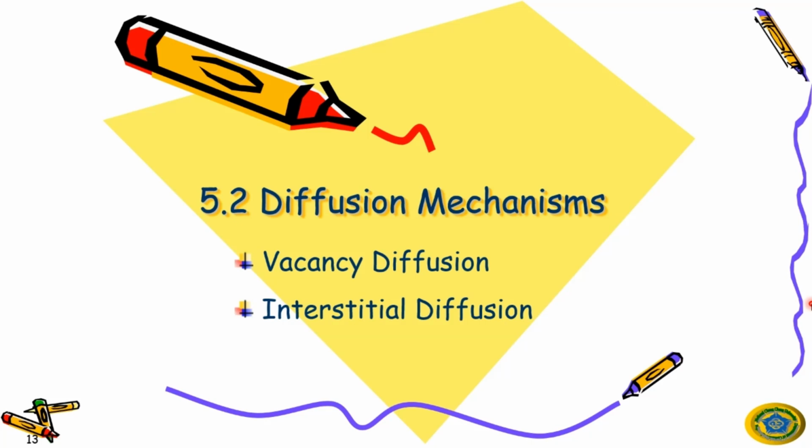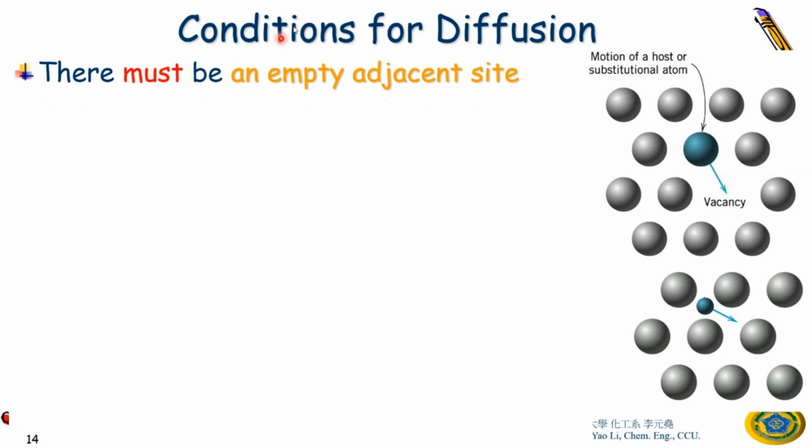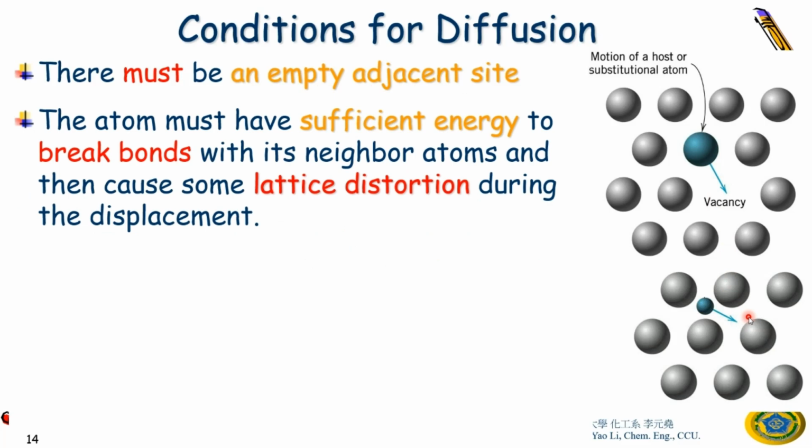Now let's move to section 5.2, diffusion mechanisms. Again, there are two types. The first one is vacancy diffusion, and the other is interstitial. So there must be an empty lattice site. That's why the atom can move, right? The atom must have sufficient energy to break bonds, and then move with its neighboring atoms, and then cause some lattice distortion during the displacement.